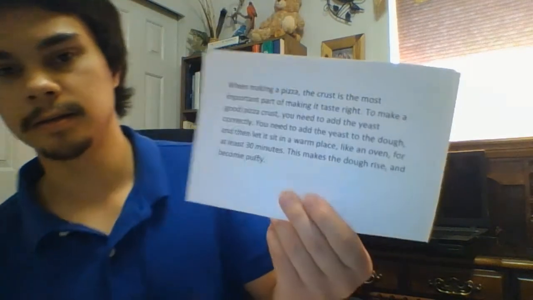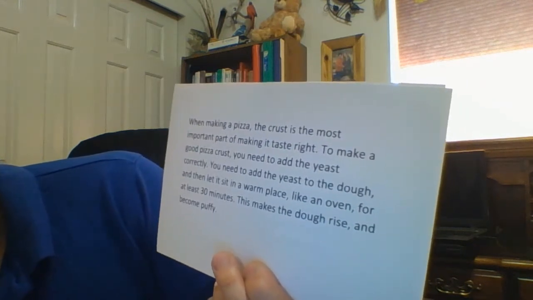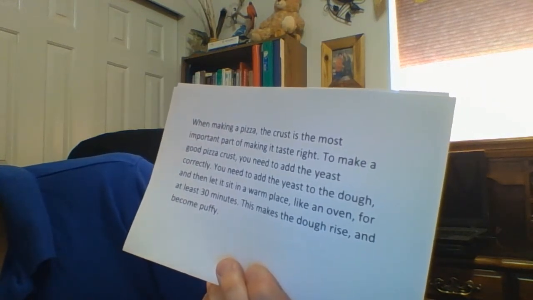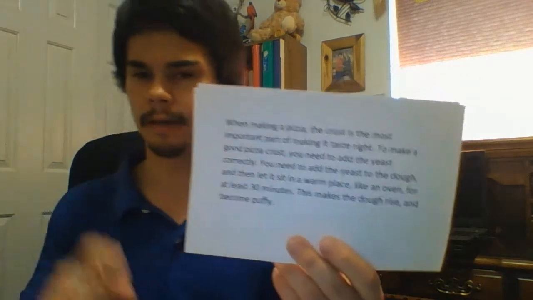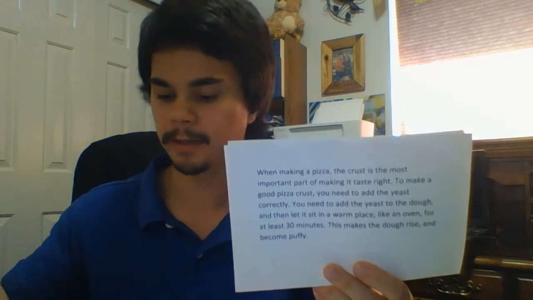It makes the dough rise and become puffy. So we might have a cause and effect there. Let's check it to be sure. So you need to add the yeast to the dough and let it sit in a warm place like an oven for at least 30 minutes. That's the first thing that happens. Let it sit in a warm place.